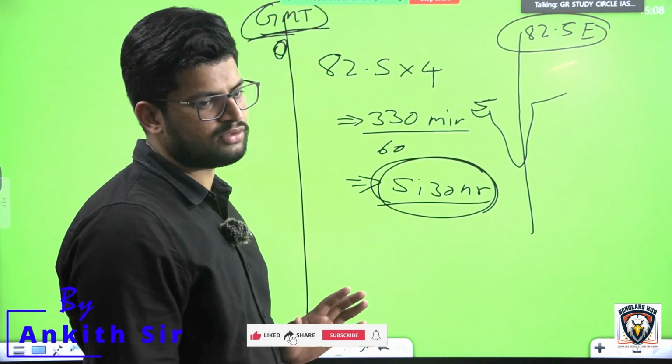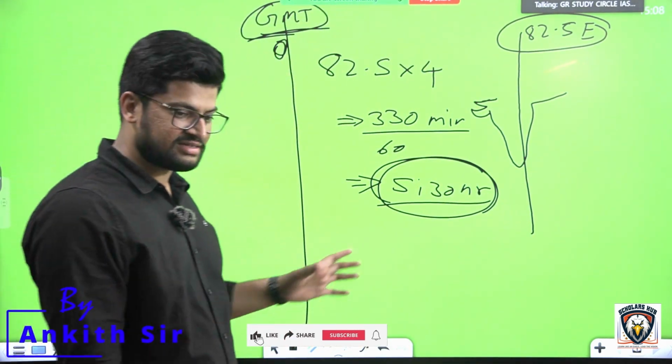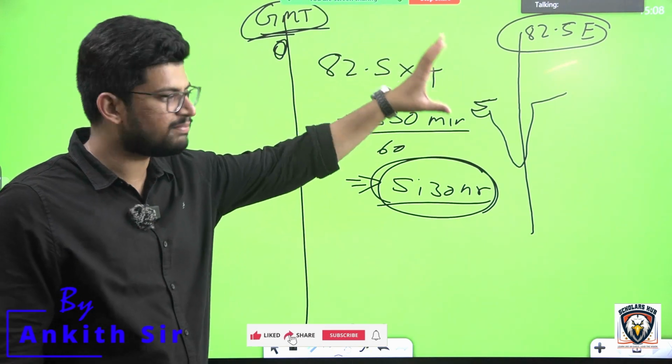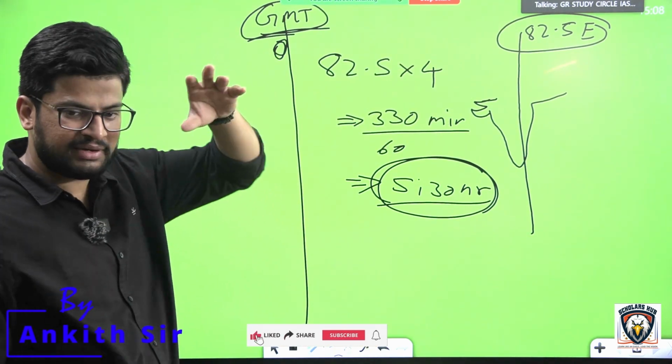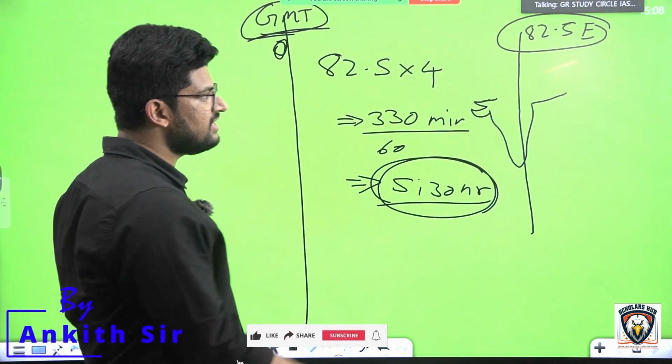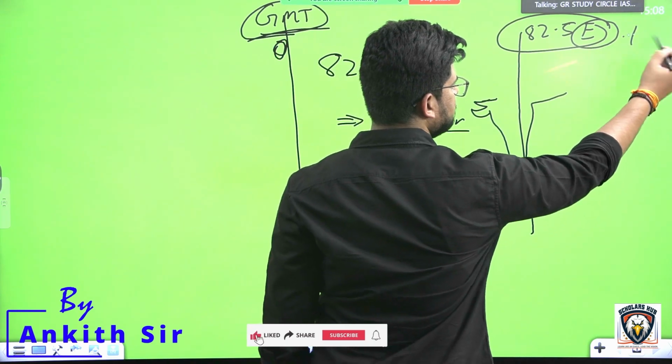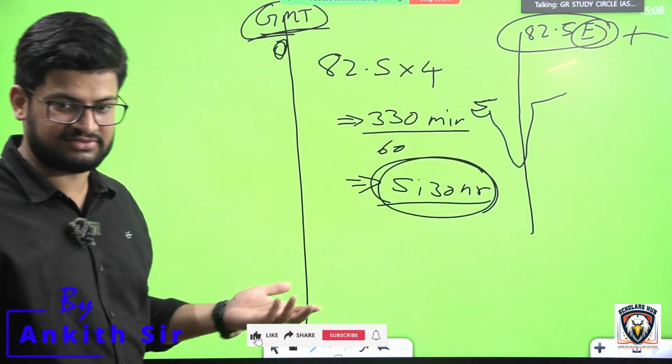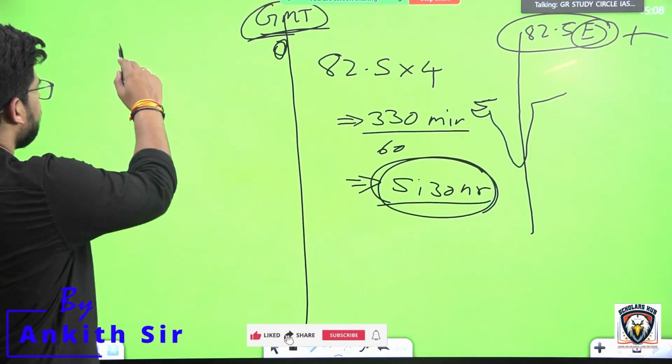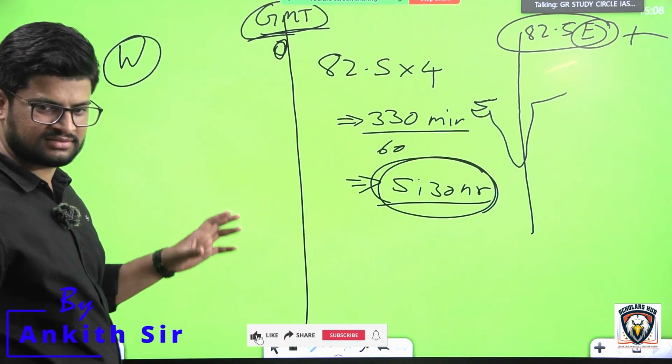See, an easy way to remember: the sun rises in the east, so eastern parts will see the sunrise first compared to the western part. So east means always remember plus. East, E, energy, plus. Okay, W, waste, means you have to minus.